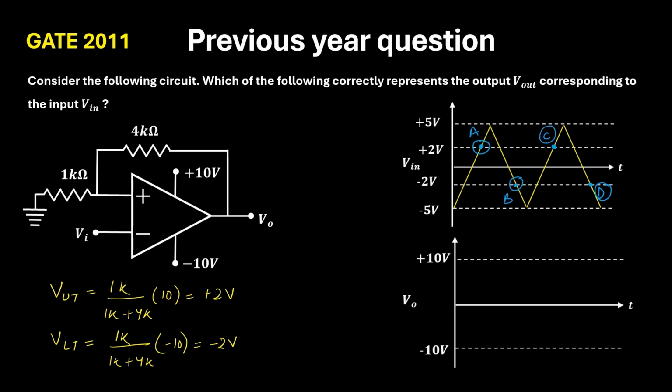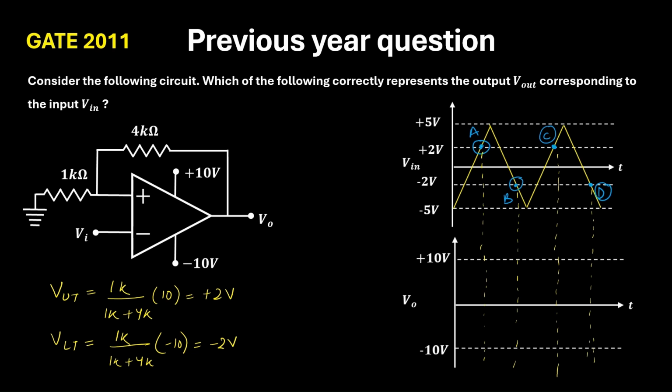So here I'll just draw a vertical line here. Another at the point B. Another at point C. And one at point D. Okay, now we can plot the final answer.